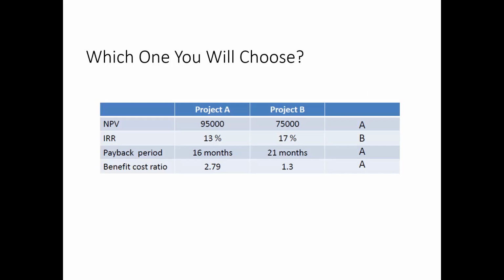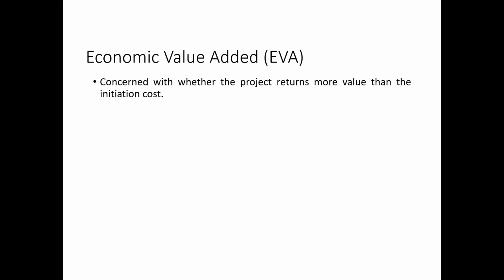For net present value, if project A has more net present value, we will select project A. For internal rate of return, if project B's internal rate of return is high, we will select project B. Payback period, we will take the short payback period like project A. For cost benefit ratio, we will take the highest one, which is 2.79.